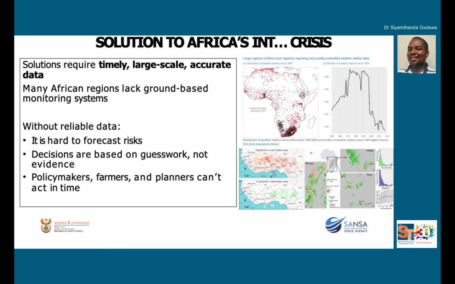As a result of this lack of data, we are having challenges with focusing on some of the risks that are associated with these environmental changes, climate changes, and other things.